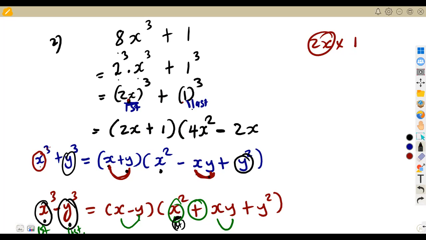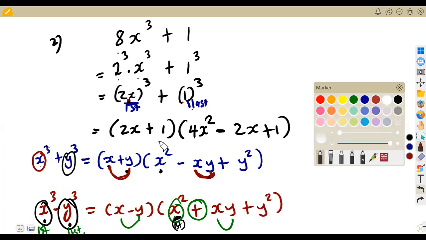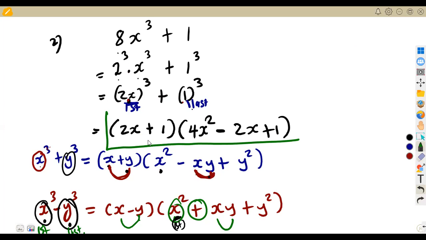Then the last squared, which is the last term to the exponent of 2, is 1. 1 to the exponent of 2 is 1 times 1, which is 1. Or you can just use your calculator to raise 1 to the exponent of 2, which is going to give you 1. So this is what you're going to have in final terms, and this is in factorized form, and you cannot factorize further than that. That is how you can answer these questions.